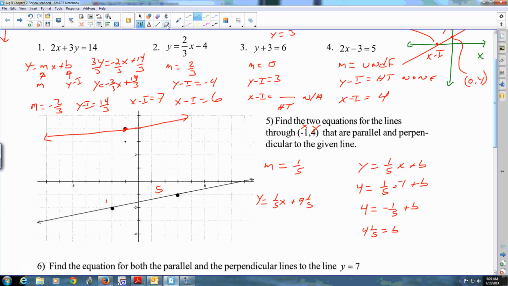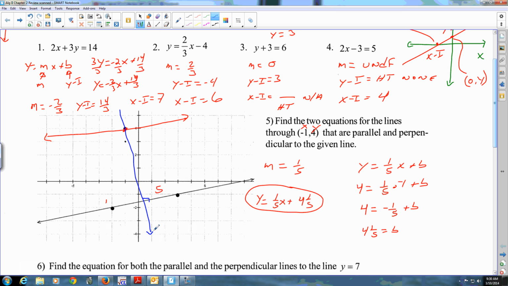Now I apologize that sometimes my 4s seem almost mysteriously to come out as a 9. Okay, so there you go. That's the equation of the parallel line. Now we still have to find the perpendicular line. So what I'm looking for is a line that's perpendicular to this one, but going through that point. So something like that.